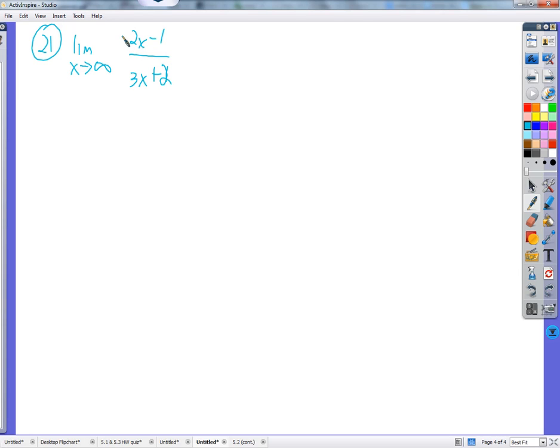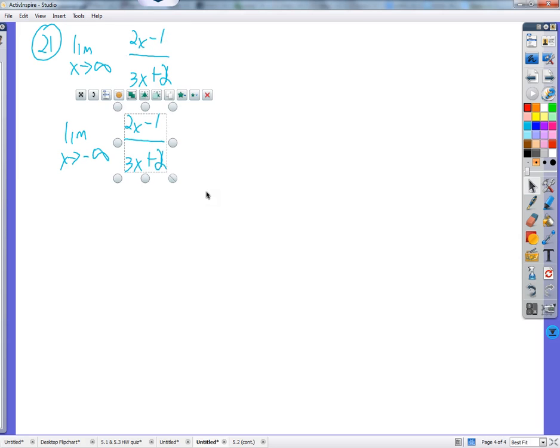Let's talk about x approaches negative infinity of that. It would still be 2/3, because it's going to be a negative on the numerator and a negative on the denominator. Right. So this would be negative, this would be negative, negative divided by negative is positive. So still 2/3.